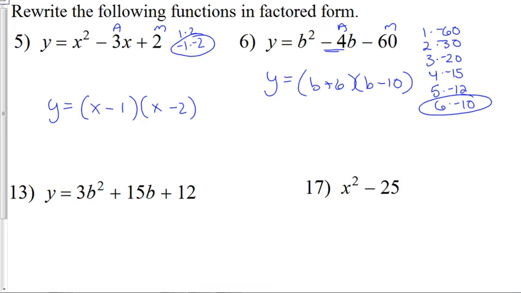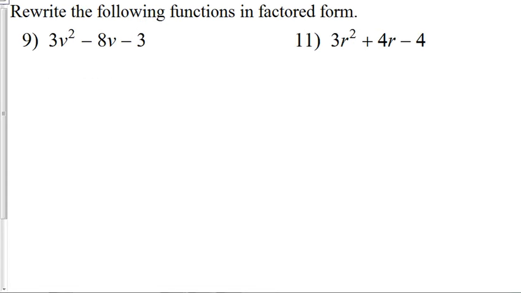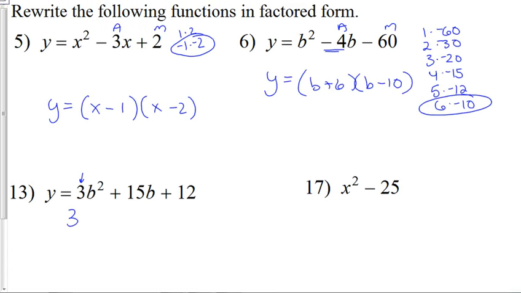All right, skipping down to number 13, one thing that you should check for if the letter or the number in front of b squared is not 1 is, can that number be divided into all three parts? And in this case, it can. It won't always be that case, and we'll do some problems that are like that. In fact, 9 and 11 are like that. But in this case, you can. So we're going to divide by 3, end up with b squared plus 5b plus 4.